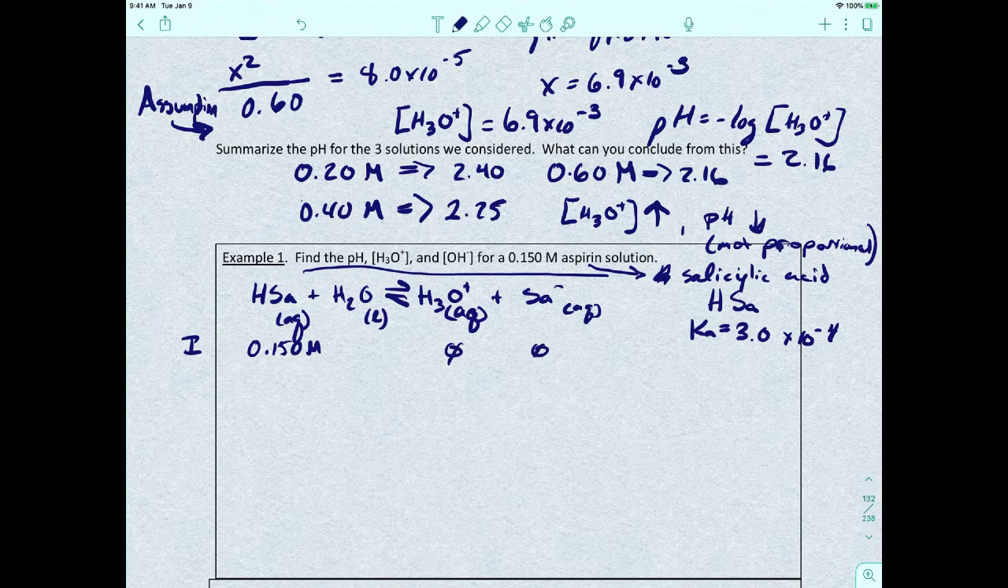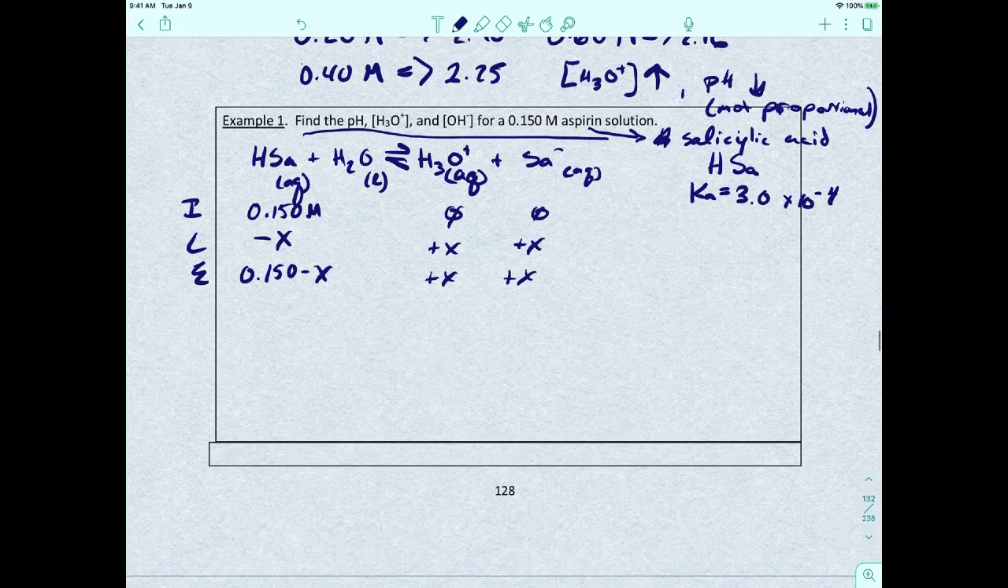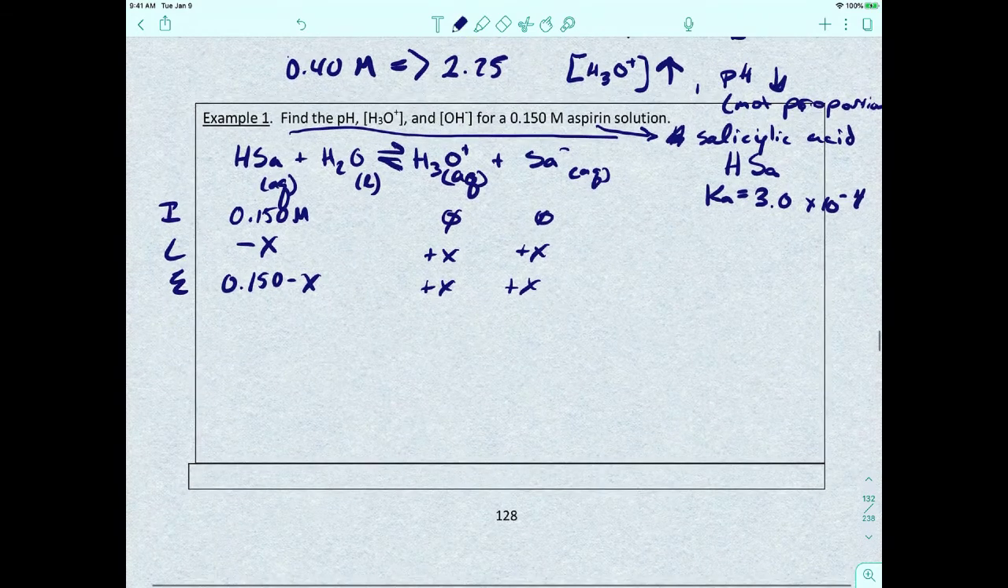Everything's at 0. The change, aspirin's got to go down. The others have to go up so that at equilibrium, the concentration of salicylic acid is 0.150 minus X. Concentration of hydronium ion is X. Salicylate is plus X. Okay, so let's get our equilibrium expression.